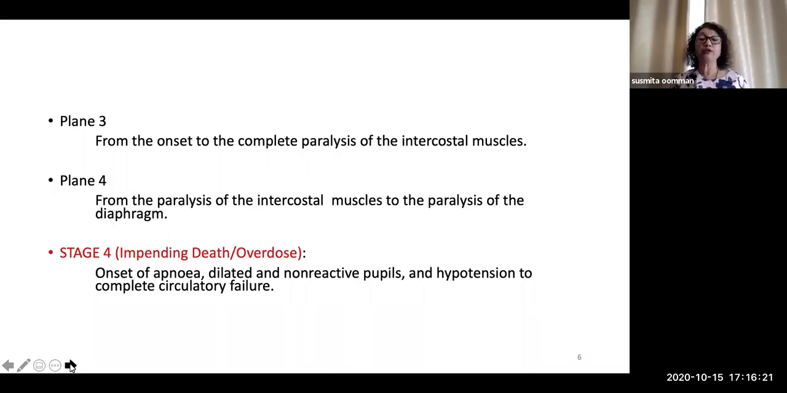Now, if we continue to proceed with administering more anesthetics, we come to stage four, which is an overdose stage, with possible impending death. Here there is apnea, the pupils are dilated, and we find the circulation of the patient begins to fail and they become very hypotensive. So this is where we are constantly monitoring a patient to know that he is sufficiently deep, but not more than what is required.